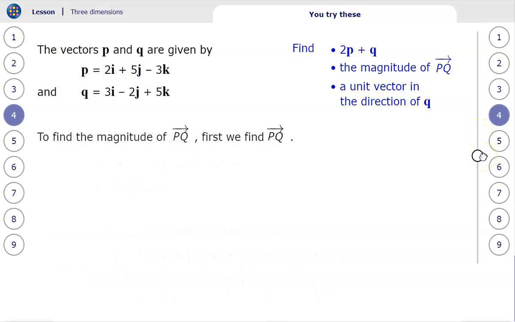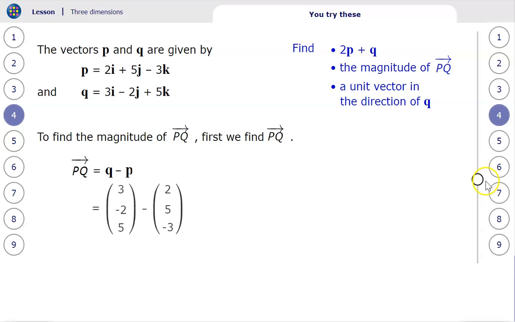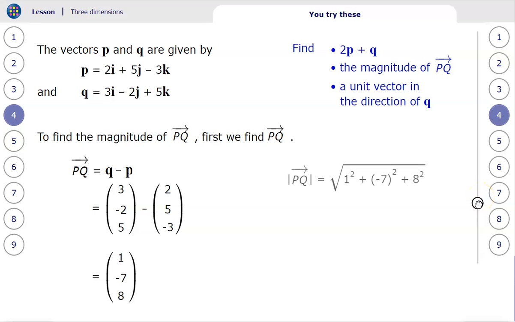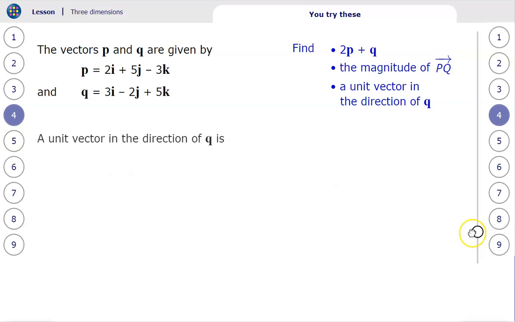If I want to find PQ, remember PQ is a displacement vector. The displacement vector is made by taking the position vector of Q and from it subtracting the position vector of P. So using column format, I can just plug those in, and there I get my displacement vector 1, minus 7, 8. Having got the displacement vector, I just plug it into the formula, and I'm able to get my magnitude as being the square root of 114.